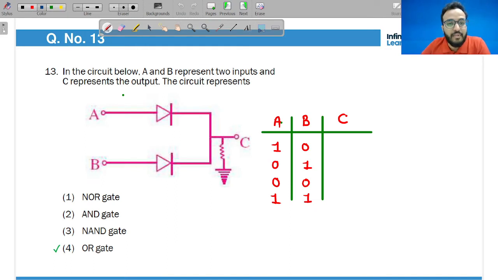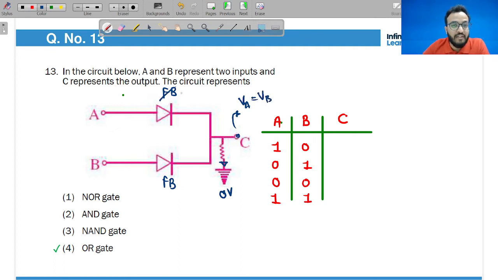Let's move on to question number 13. In the circuit below, A and B represent two inputs and C represents the output. See, what I'm going to say is if this is also forward bias, this is also forward bias, so current will flow from both of them. If the current flows, then the potential of A and C will be the same, and current will flow here, and this is already 0 volts, right? So current will flow here, and here the potential will become equal to V, whatever is the potential of A or C, right? Or B, right?